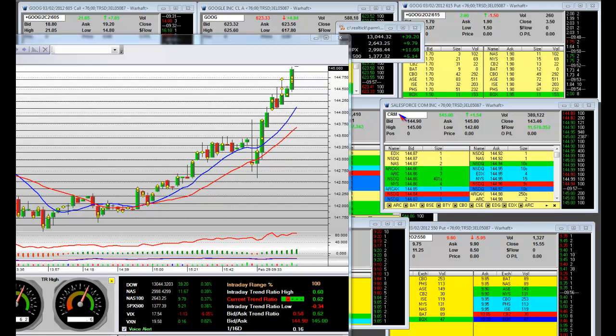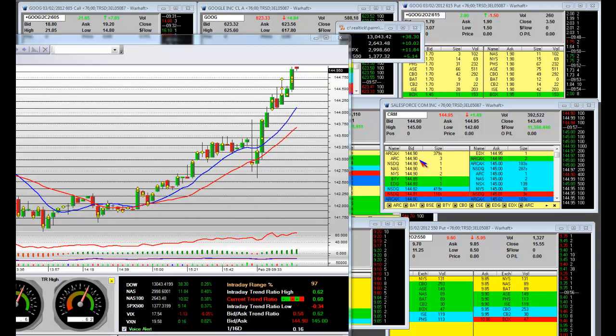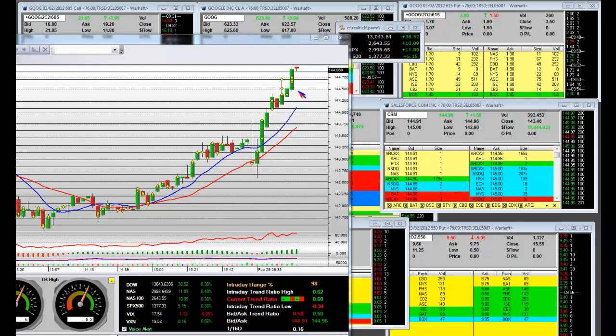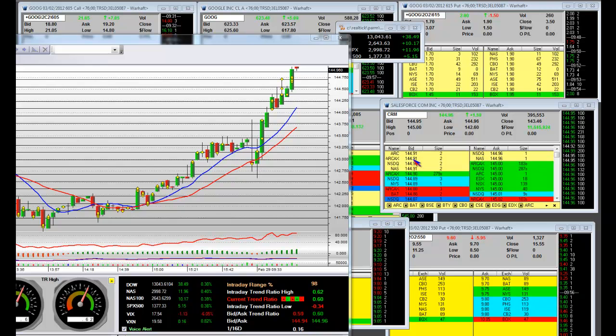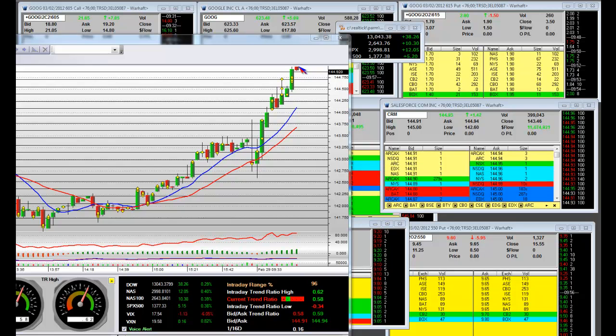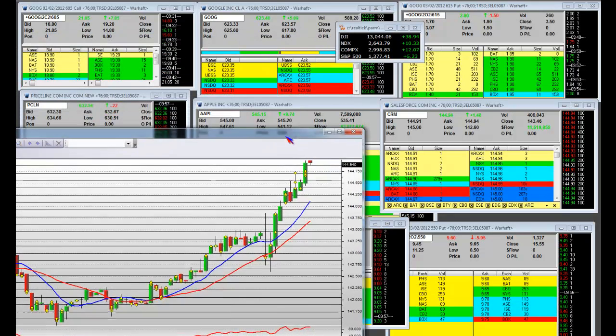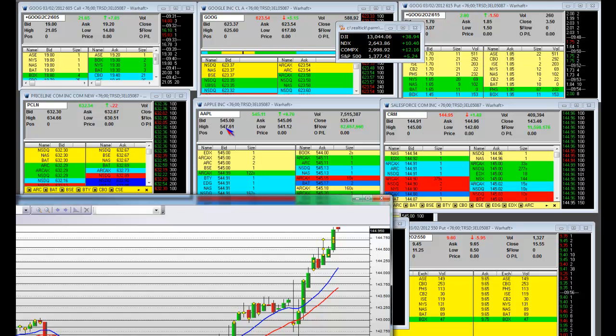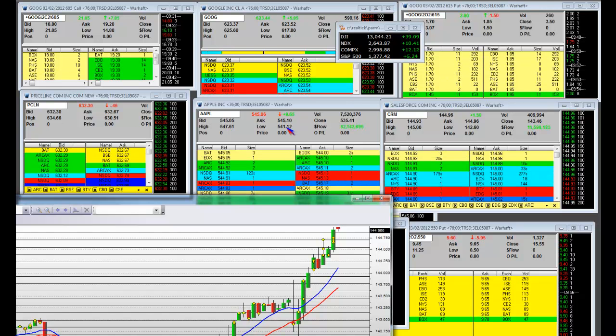6:57 a.m. Salesforce.com CRM had made a high at 145, and we had a limit to sell short at 144.9. Now, as we go through the climactic of a top, we can use Apple as an example. When Apple hit 547, that was a climactic top and a reversal to 541.